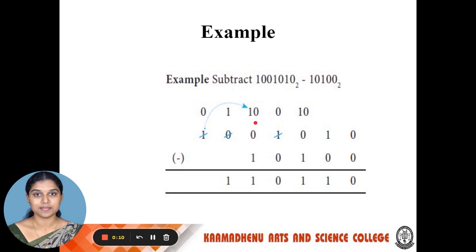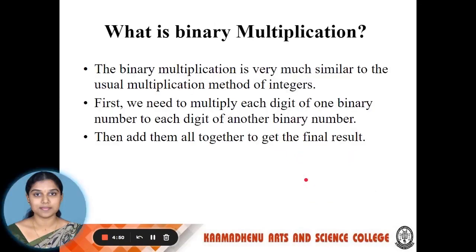Okay, so 10 minus 111, here 1, here 0, there is no consideration. So this is subtraction, and this is the final result of these numbers. Okay, 110, 110.